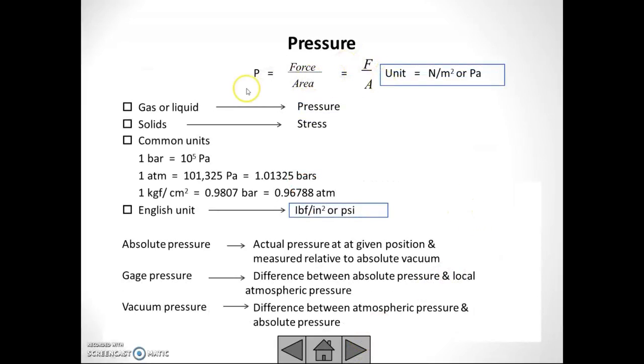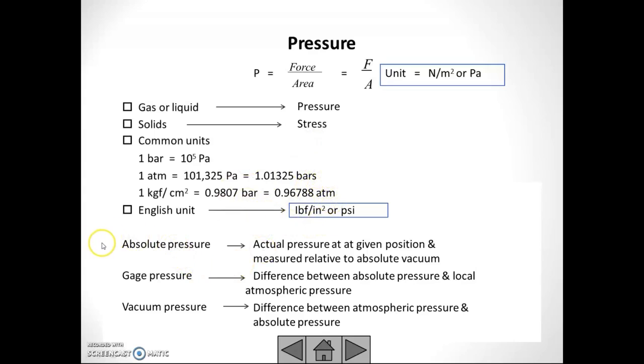Pressure is a force over area. This is the symbol, and this is the unit. For a gas or liquid, we identify it as pressure, but for solids we call it stress. These are the common units that will be used for the calculation.